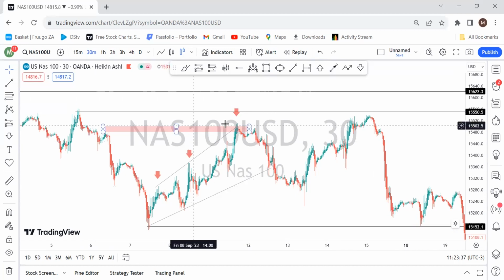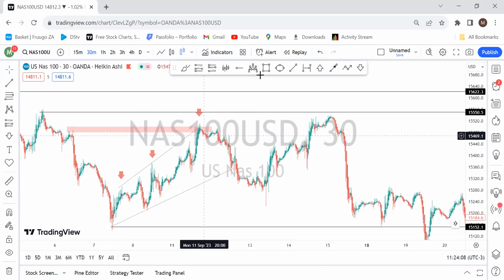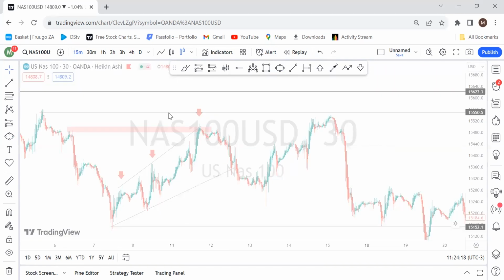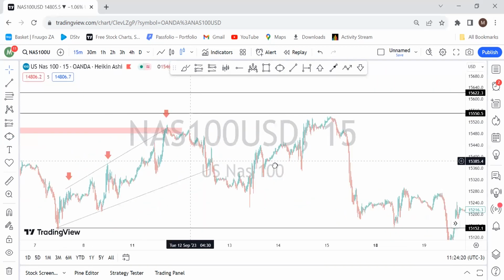So we need confluence. What confluence do we have? We have this resistance that's being respected as our first confluence. We have an ascending structure, which is our second confluence. And then on the resistance of our ascending structure, we have the first touch, second touch, and the third one as our third confluence, right? Okay, cool. From that point, we've focused on the price within that range, right? Okay, fine. So let's scale down to the 15-minute time frame to see what we actually have.